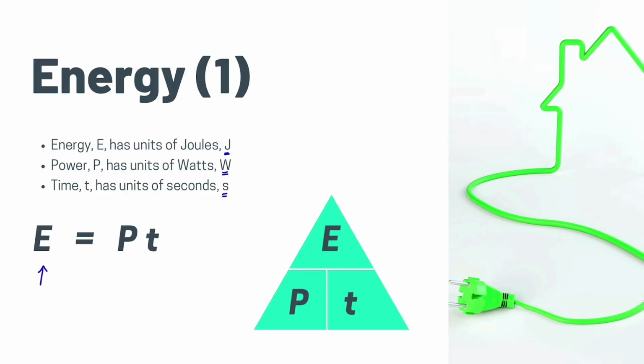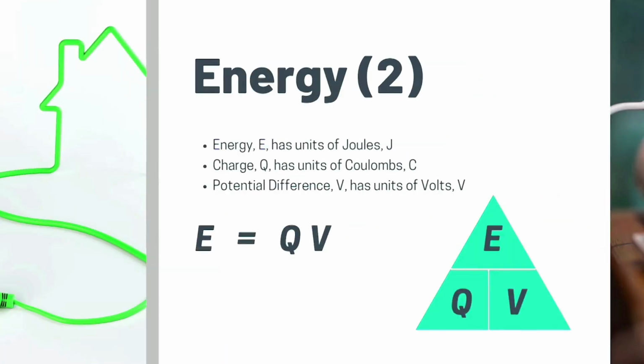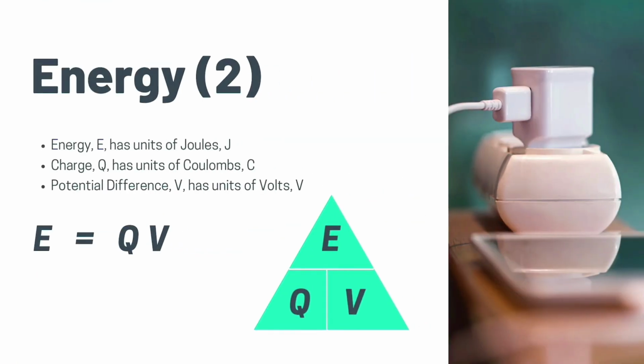It is worth noting that you might sometimes see energy denoted as W, and the reason we might see that is because work done, which is our W, is equal to energy transferred. So you might see W equals PT, but more likely for it to be E. The second energy equation is E equals QV.